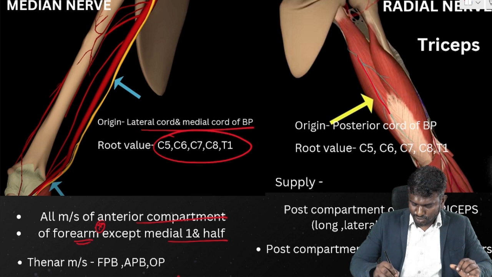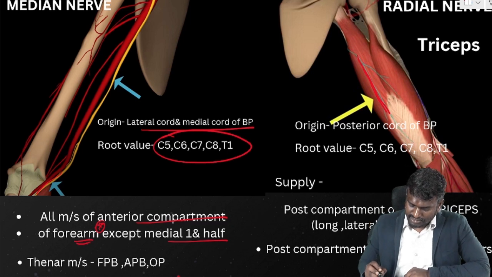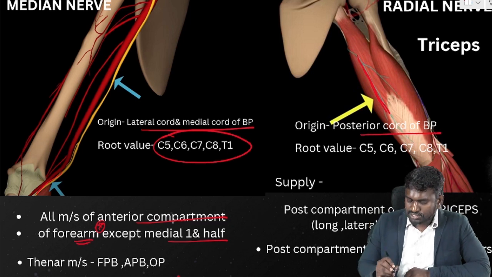This nerve right over here, this is called as what? The radial nerve. It supplies the triceps muscles. Origin is with the posterior cord of the brachial plexus. Root value again is going to be from C5 to T1.